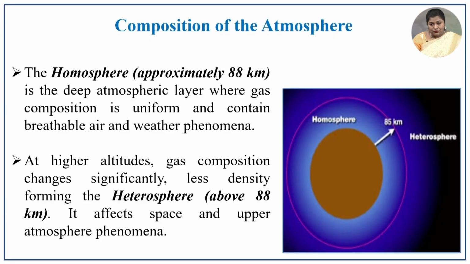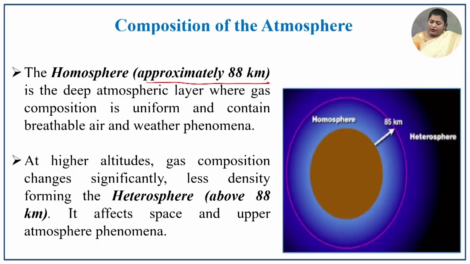So far we have discussed the various gases, that is stable gas, variable gas, all the gases. Now we will be discussing the two important spheres, and the concentration of the gases in the spheres. The first one is the homosphere. The homosphere stretches approximately 88 kilometers from the earth's surface, has a uniform composition, and contains all the breathable air and weather phenomena. So it stretches from earth's surface to here.